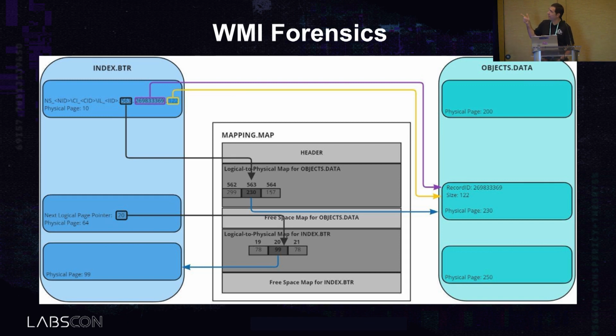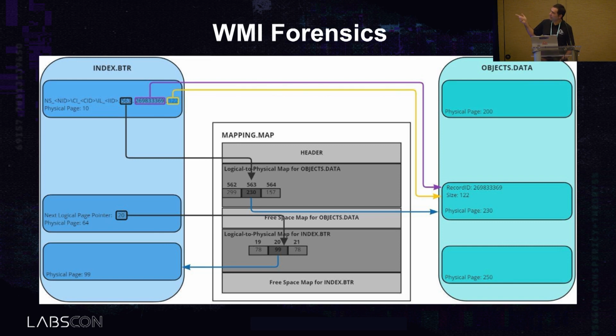What's important in that is the first number is the logical page number of the record we're looking for in the object.data file. Then the other one is the record identifier. And the third one is the size of the record. So in order to do the translation, to find out where the physical offset is, we have to use the mapping.map, which consists of 2 arrays of dwords, one for object.data, the other one for index.btr. And how it works, the logical number represents the index in the array. The value at that index is the corresponding physical page number.